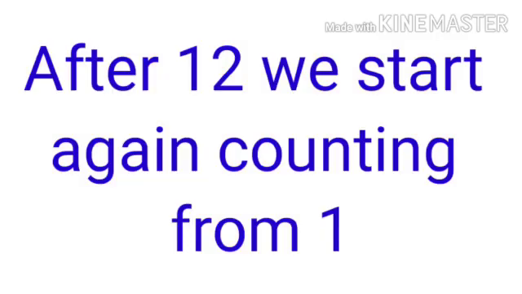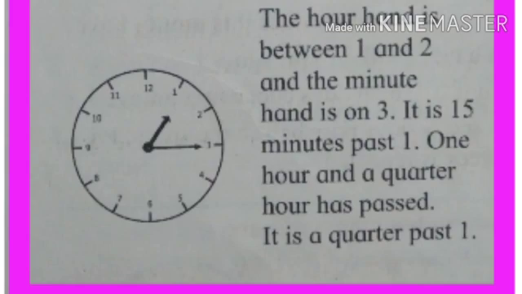Now, from your textbook, page number 44, you can see the picture of a clock. In the clock, the hour hand is between 1 and 2. Okay? And the minute hand is on 3. It is 15 minutes past 1. So here 1 hour and a quarter hour has passed. It is a quarter past 1.